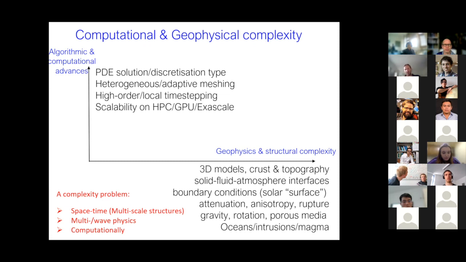There's a rotation of the Earth, and then of course at small scales we have porous media, and when it comes to sort of partial melts or oceans, I think one has to be really careful about discretizing these. So of course on the algorithmic side, the question is, how do you solve your PDE? What kind of discretization, if any at all?